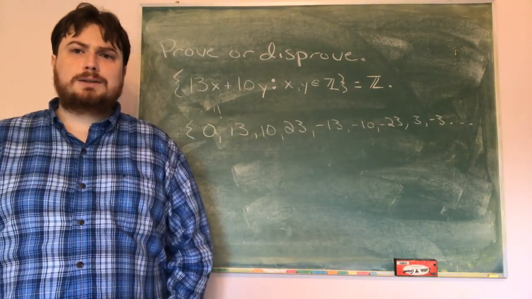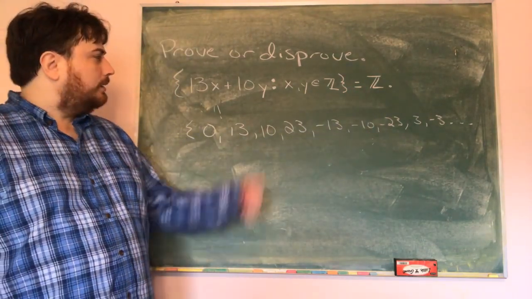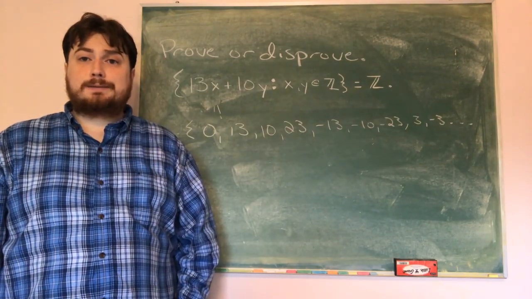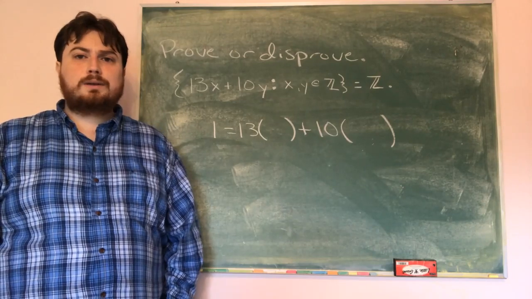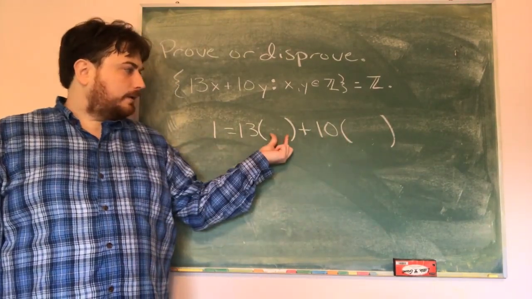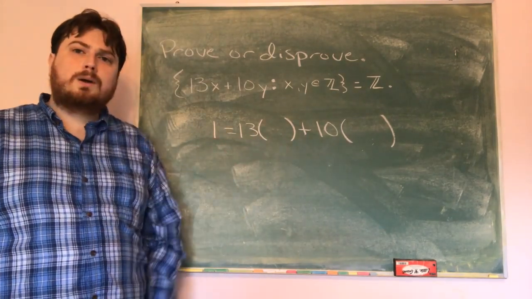So what I'm going to do now is say, can I get 1 by taking 13 times something plus 10 times something? I've written out the equation I want to find a solution for. That is, I want to find a number I can put here and a number I can put here so that I get out 1.